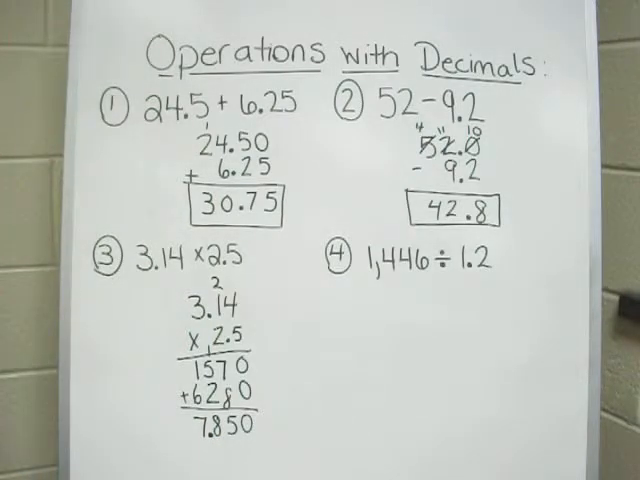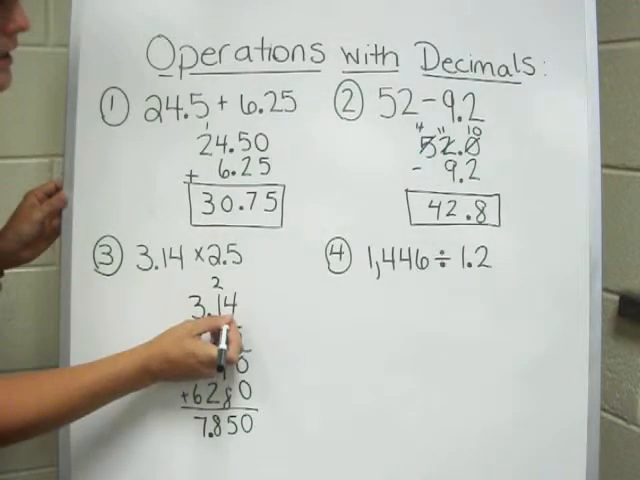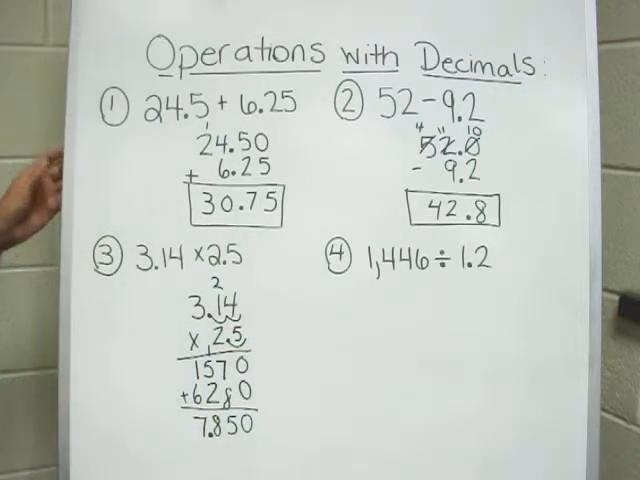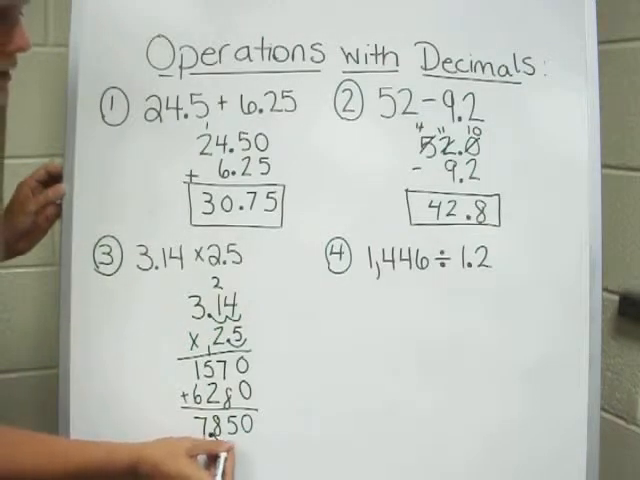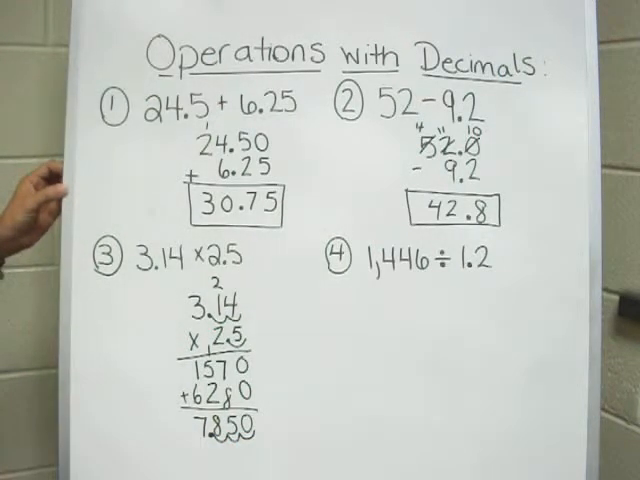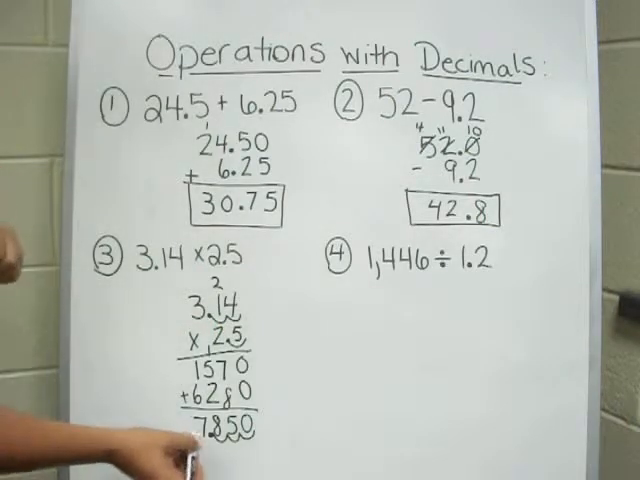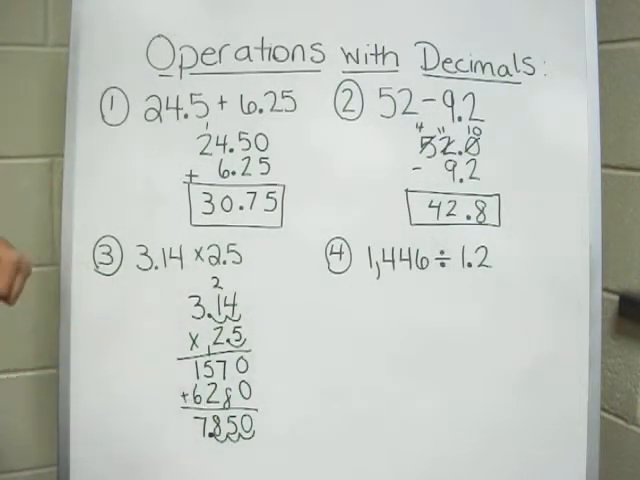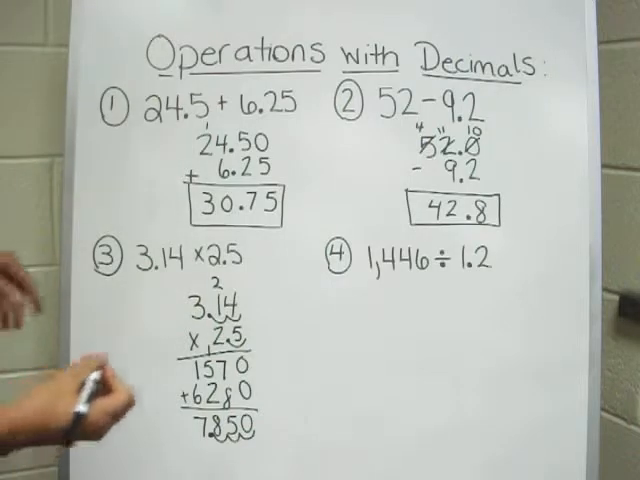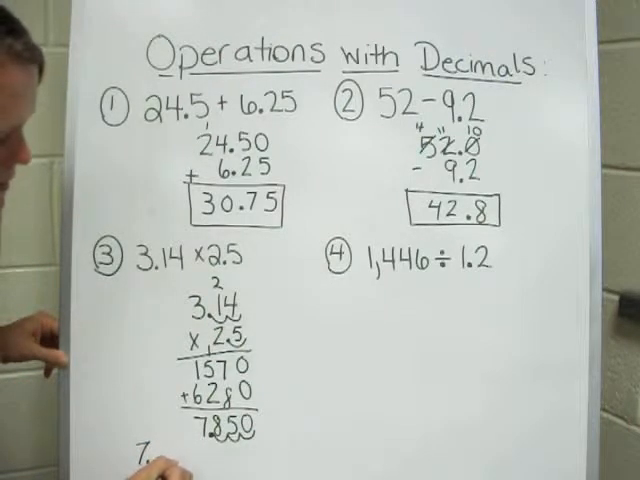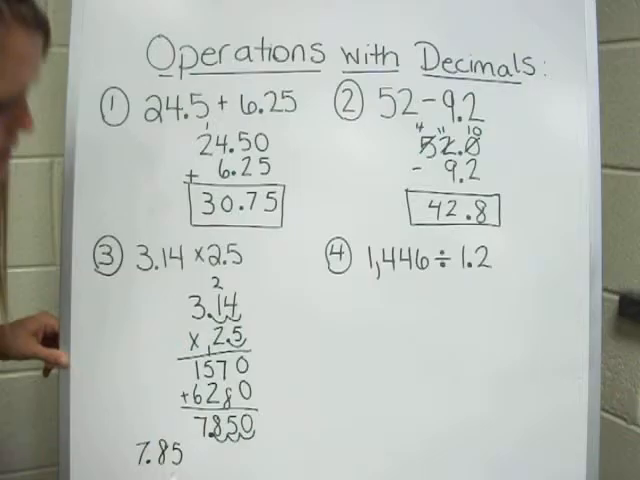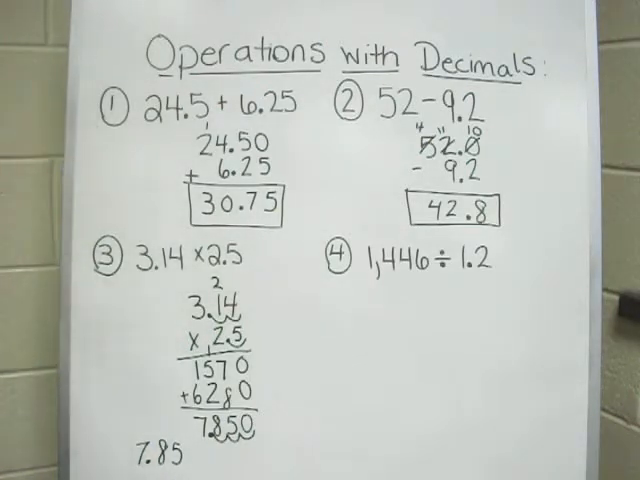The rule that goes with placement of decimals is if you count how many numbers you have after the decimal in your problem, there's 1, 2, 3. That's how many numbers you should have after your decimal in your answer. So the final answer would be 7 and 85 hundredths. The 0 on the end after the decimal doesn't have a value.